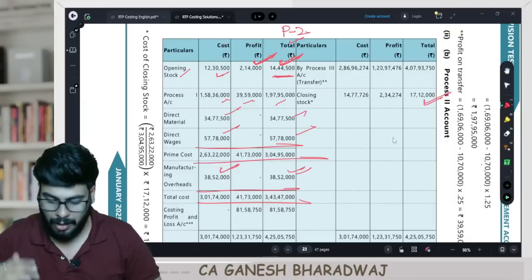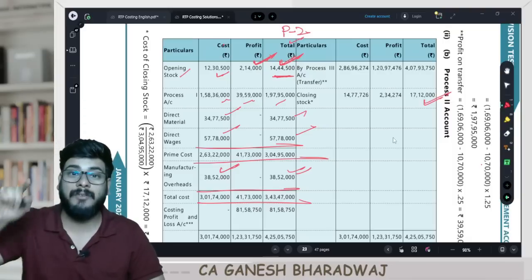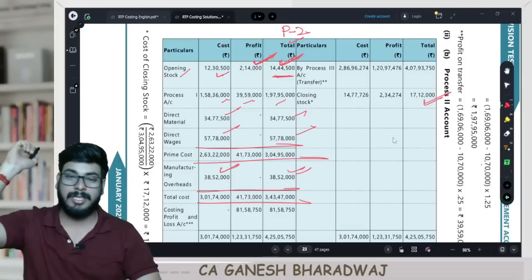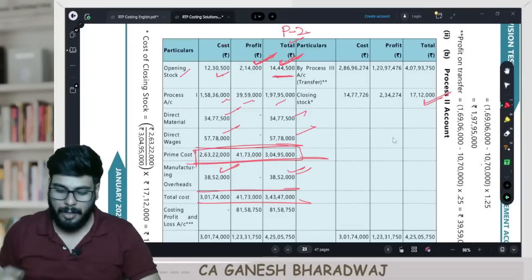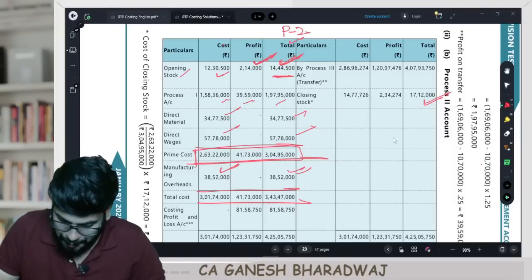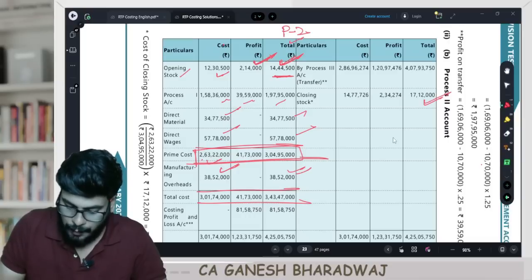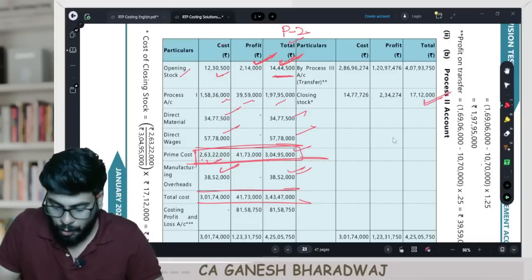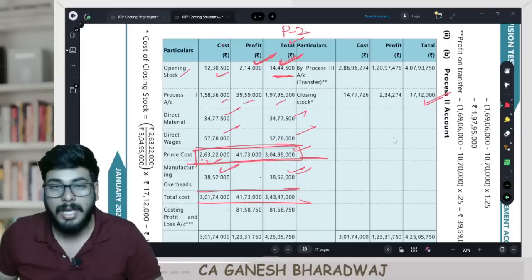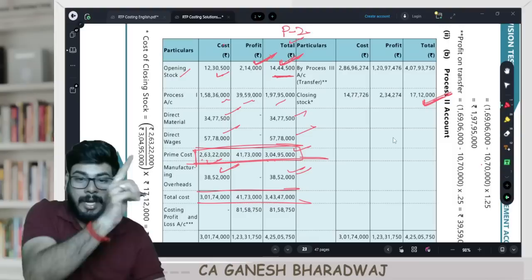So how can we calculate? Very simple. This is the reason why they have mentioned stocks are valued at prime cost. Now, we have this data here. For prime cost, the cost is 2 crore 63 lakh 22,000, and the total value of prime cost is 3 crore 4 lakh 95,000. Then for closing stock, I have the total value. How much will be my corresponding cost?